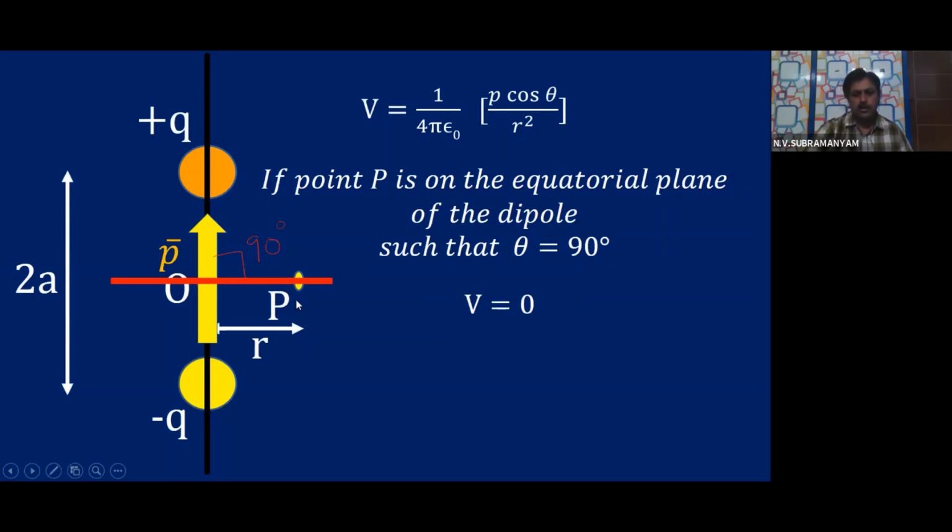This is an important point, children. I told you at the start of the class that electric field will be there on the equatorial line. But now the potential has become 0. This is the best example. They can ask in the examination, give an example where electric field is not 0 but potential is 0. This is the best example. On the equatorial plane of the dipole, for all the points, potential will be 0. Okay, so this concludes the discussion on dipole.